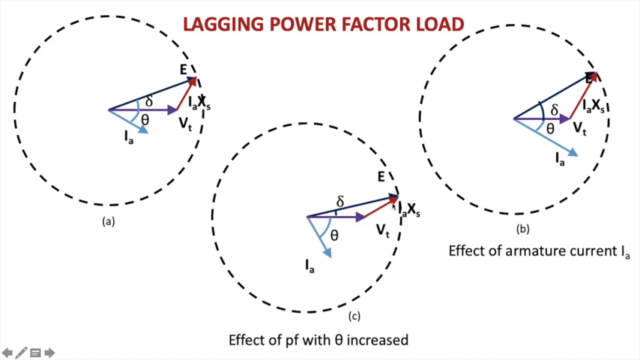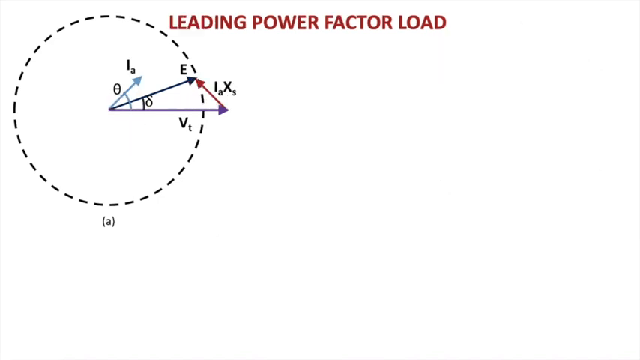This Ia axis will be the same, but the overall terminal voltage reduces because the angle del reduces. Hence, the terminal voltage will reduce even as the power factor increases. So, either the magnitude of the armature current increases or the power factor increases, the terminal voltage reduces in case of the lagging power factor.